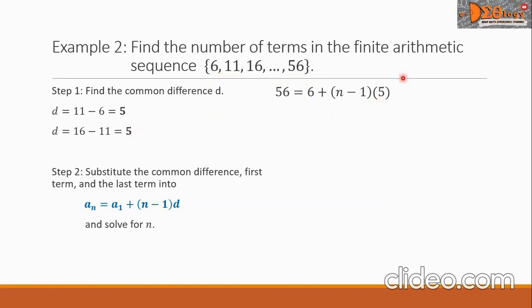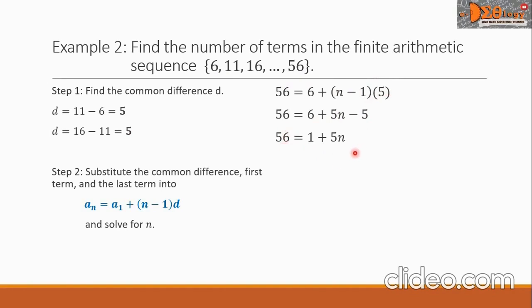Simplifying further, this number 5 we will multiply to n and to negative 1. So 5 times n is 5n. 5 times negative 1 is negative 5. And then let us combine this 6 and the negative 5. So we have 1 plus 5n. We'll just copy the 56 down here.